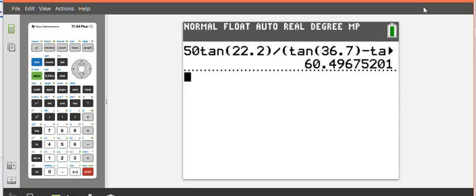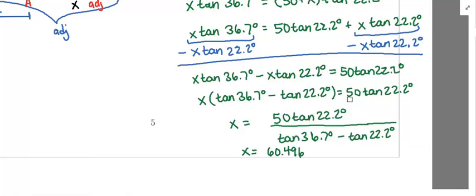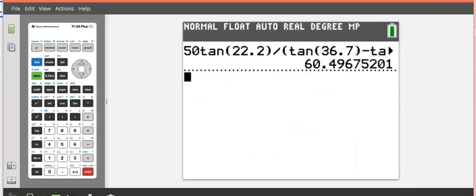Okay, so I'm going to write out the full decimal expansion. So 60.496. You need the full decimal expansion for accuracy. 75201.